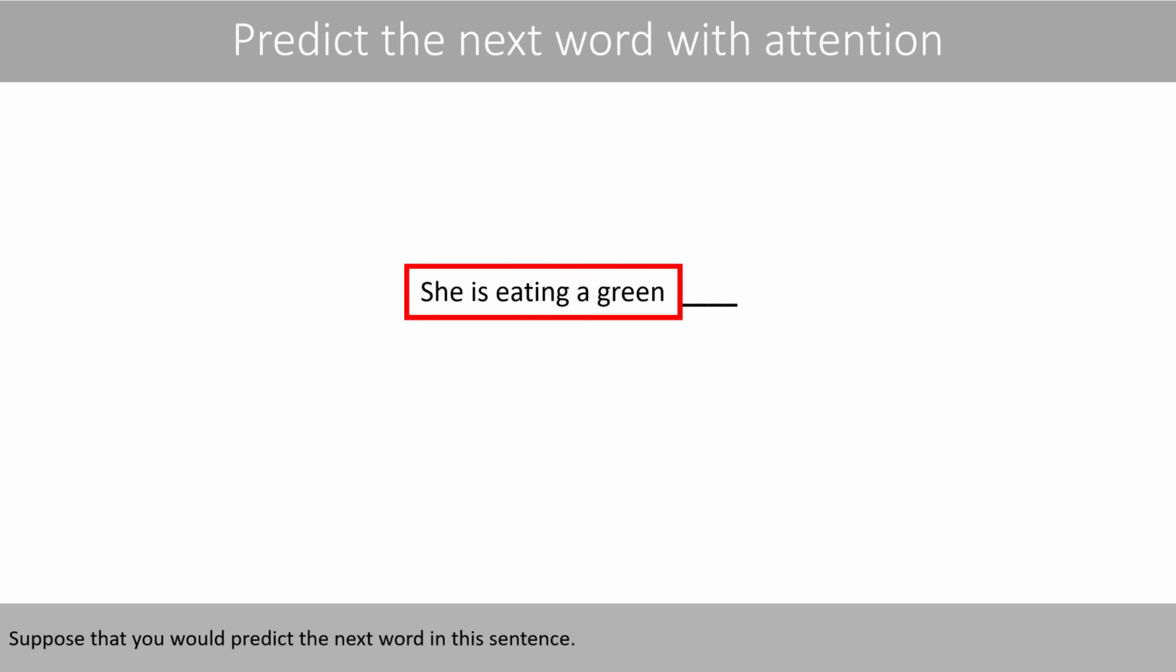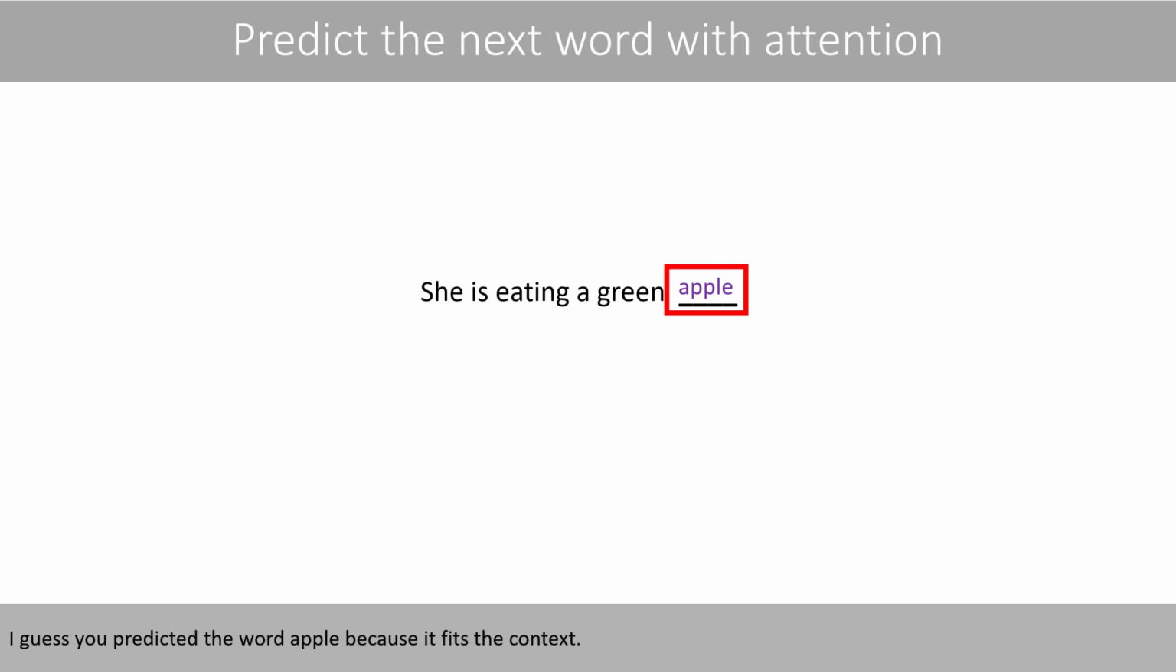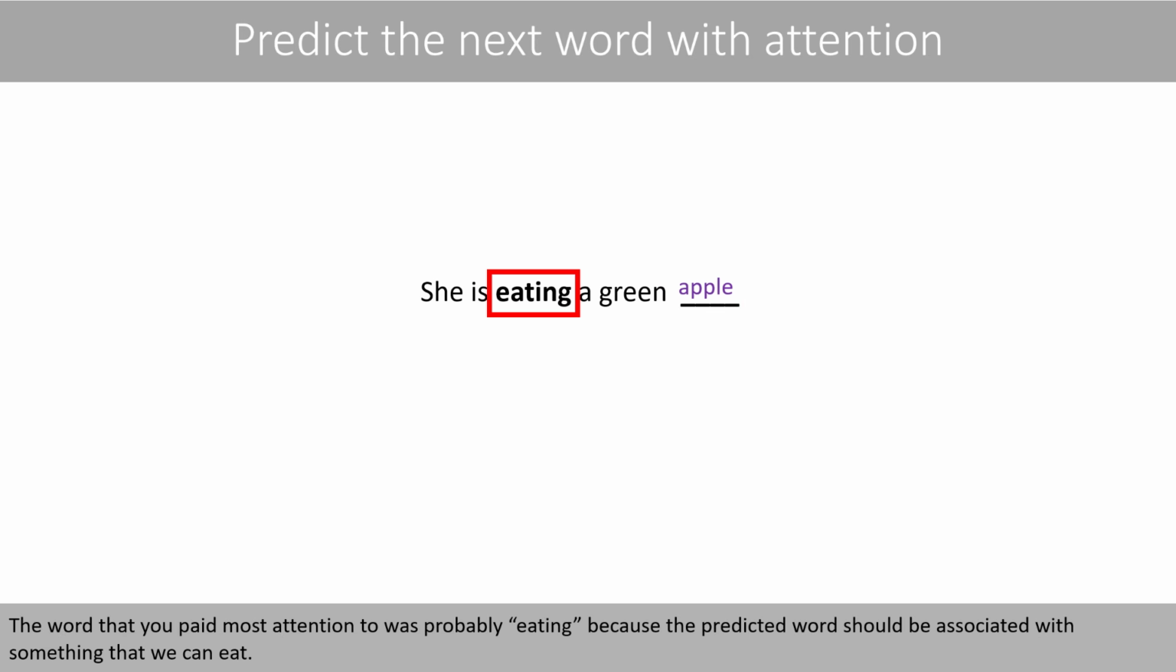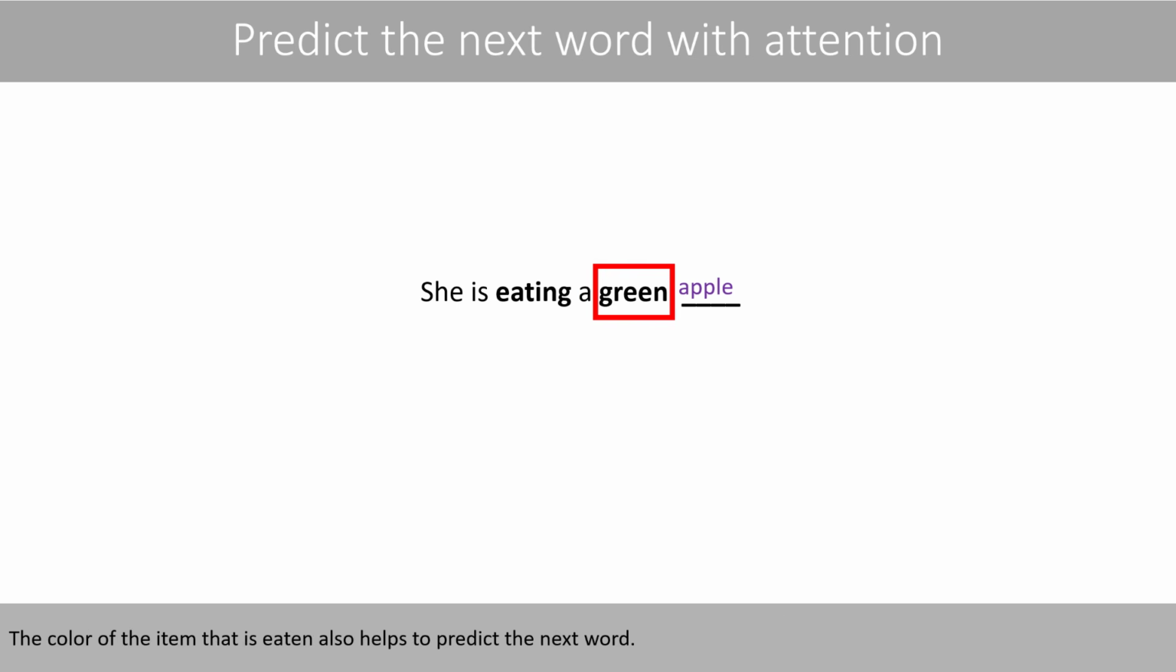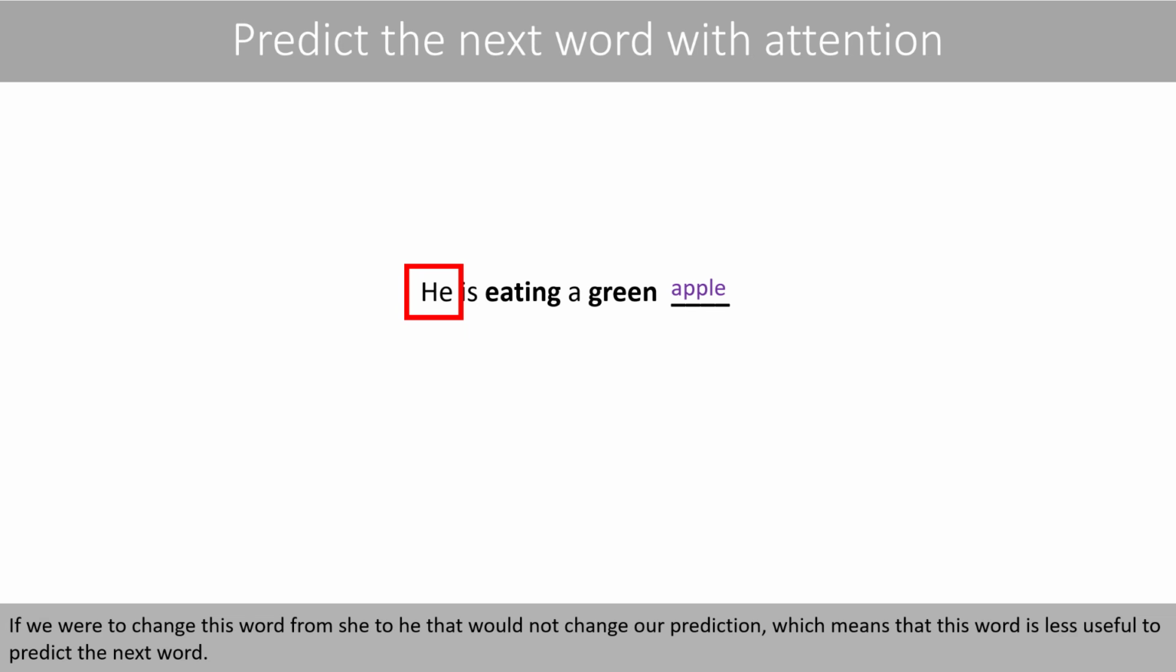Suppose that you would predict the next word in this sentence. I guess you predicted the word apple because it fits the context. The word that you paid most attention to was probably eating, because the predicted word should be associated with something that we can eat. The color of the item that is eaten also helps to predict the next word. If we were to change this word from she to he, that would not change our prediction, which means that this word is less useful to predict the next word.